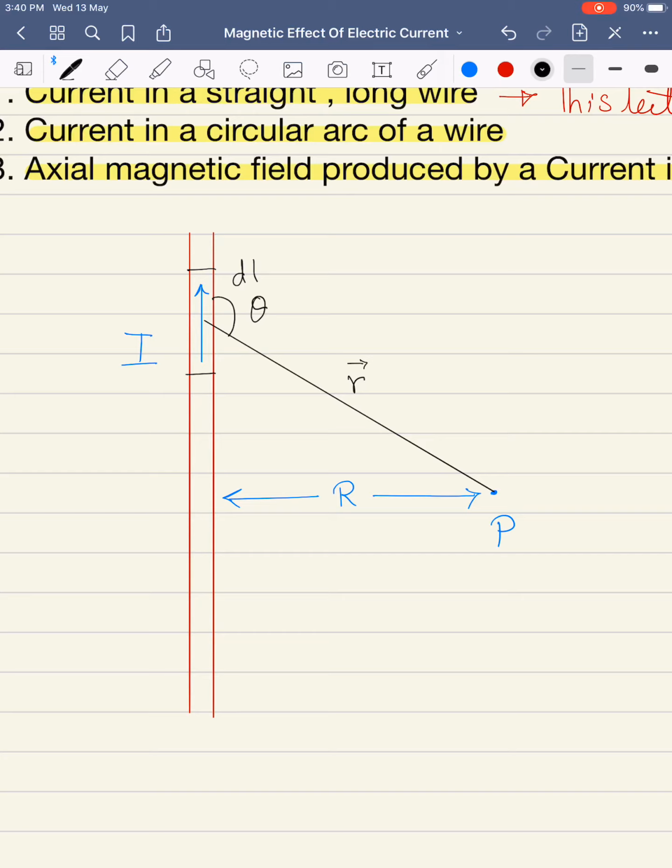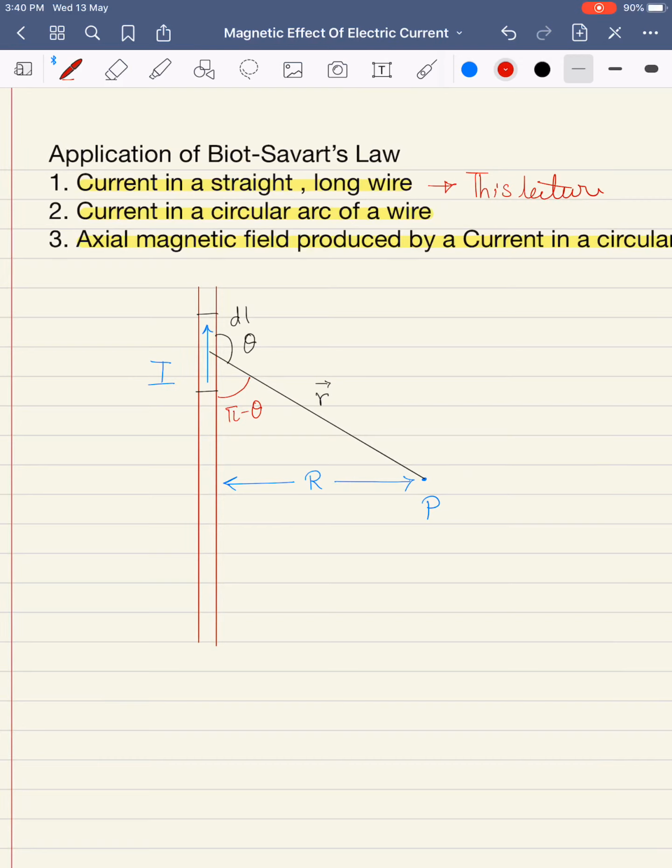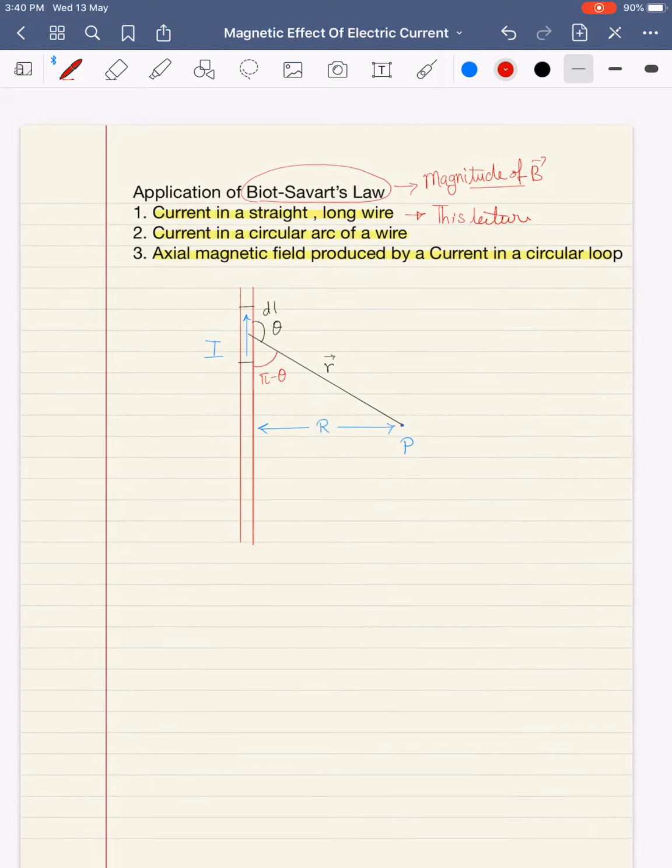So if I say this angle is theta, can I say the inner angle will be pi minus theta? Because it is a linear pair. Got it clearly? So in order to find the magnetic field at point P, the Biot-Savart law will give you the calculation to find the magnitude of magnetic field. It will just tell you about the magnitude. If I want to know the direction at point P, I'll go by the right hand thumb rule.